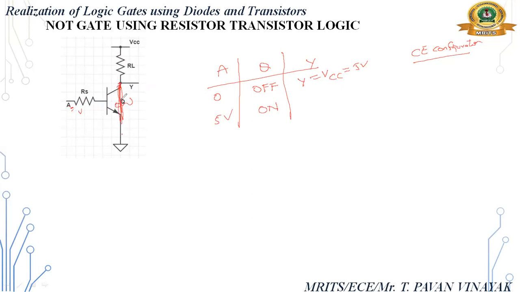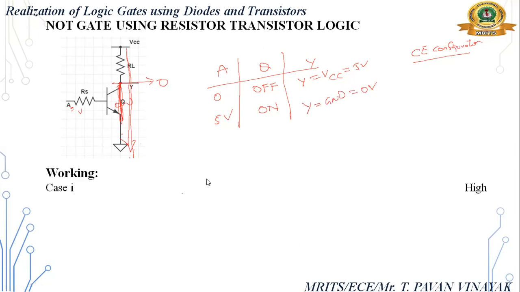So when the collector junction is closed, what happens? VCC will come to ground. What is the output? Output is 0. So Y is equal to ground, that is equal to 0 volts. So this is the NOT gate using transistor.